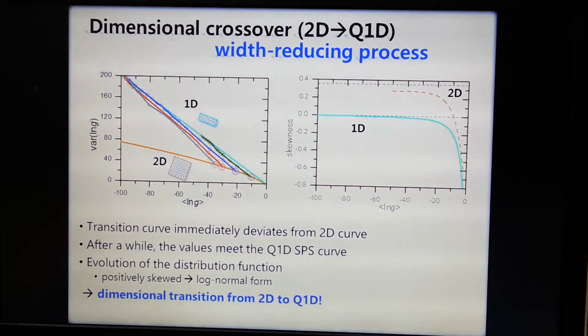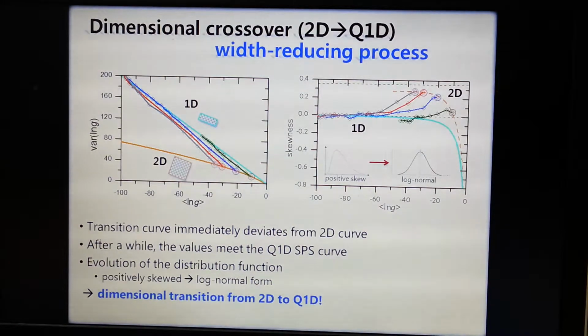And similar evolutions are found in the skewness plot. The positive skewness values eventually converge to 0 for all the cases, so that the distribution shape evolves from a positively skewed distribution to a log normal form. And therefore, a successful transition is obtained by the width reducing process.